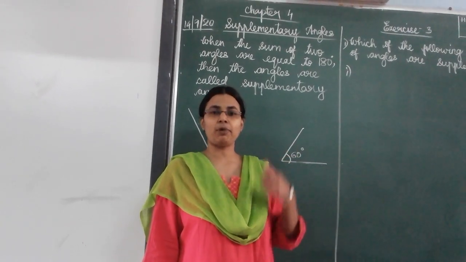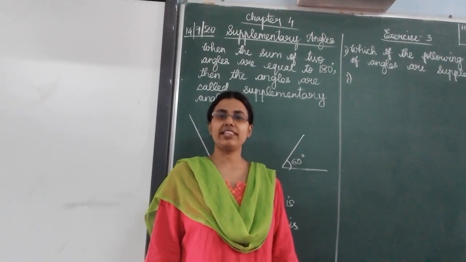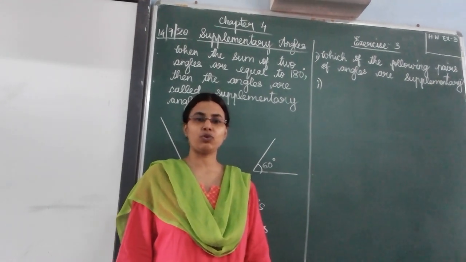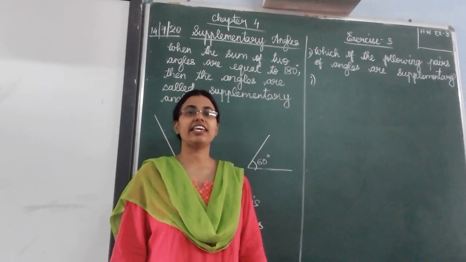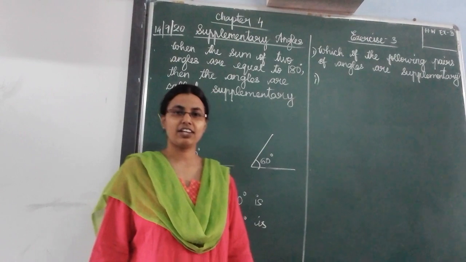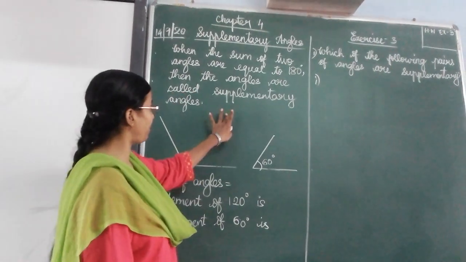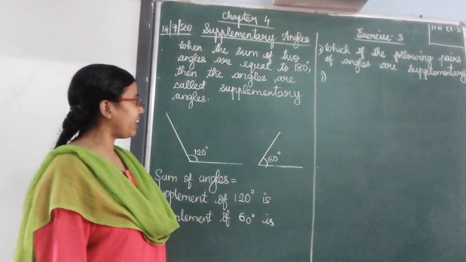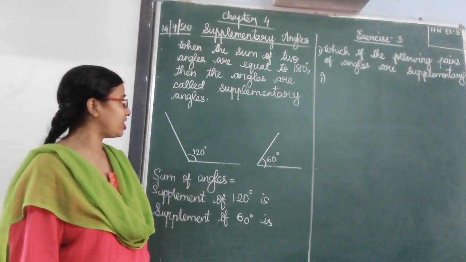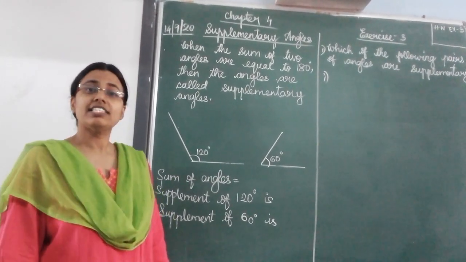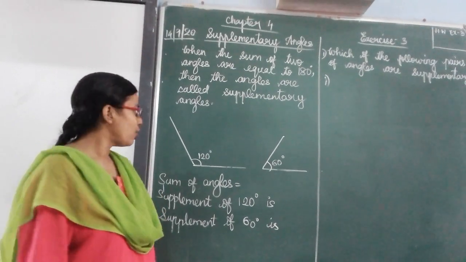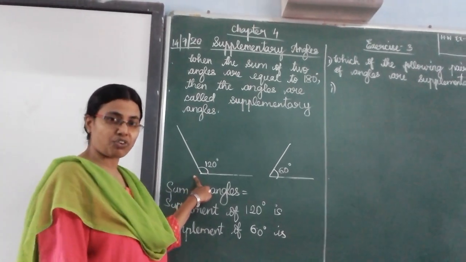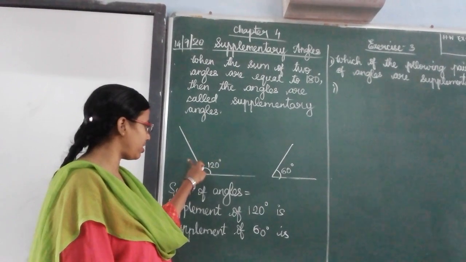Today we are going to learn about supplementary angles. When the sum of the angles is equal to 180 degrees, they are supplementary angles. So here we have an example. Let me read what's there on the board. When the sum of two angles is equal to 180 degrees, then the angles are called supplementary angles. So here I have used the protractor and the scale to draw this.